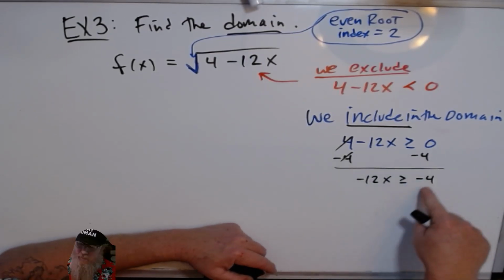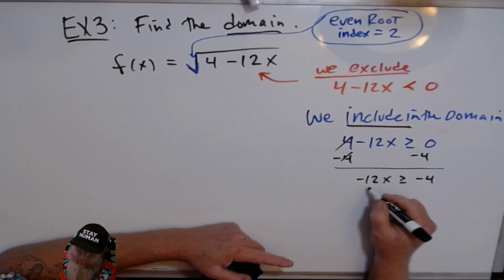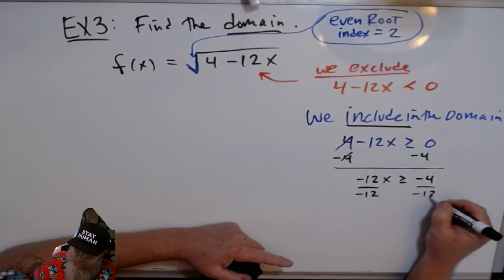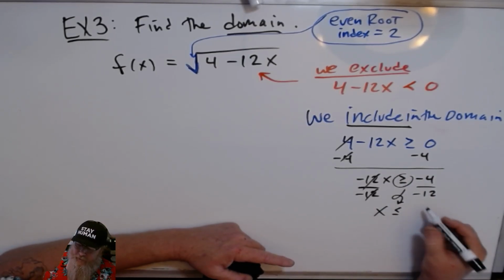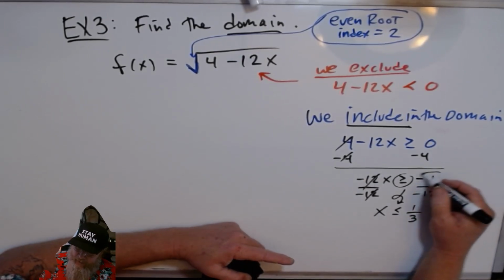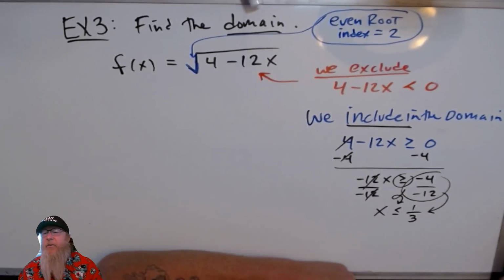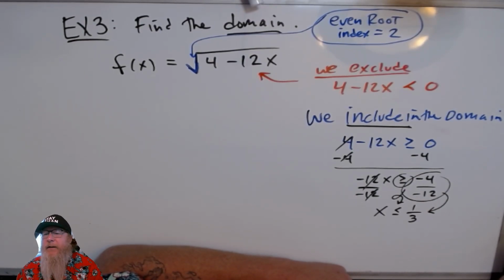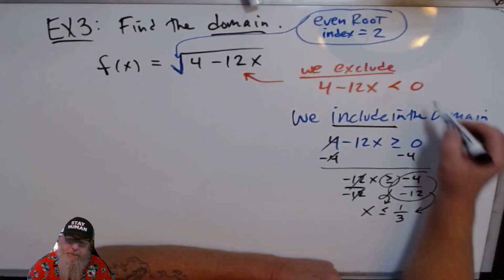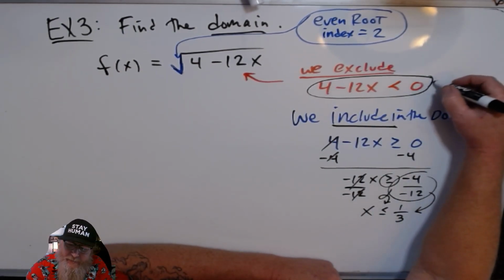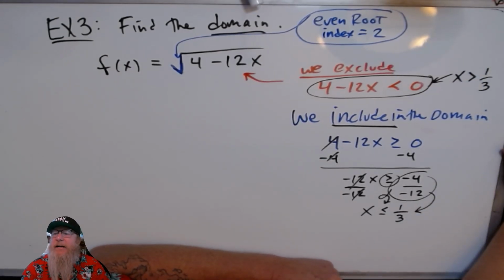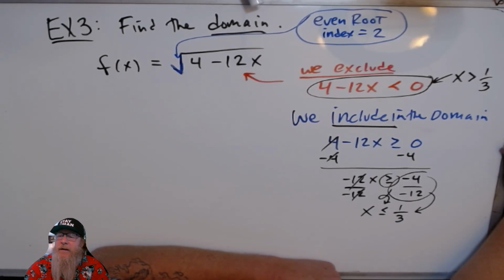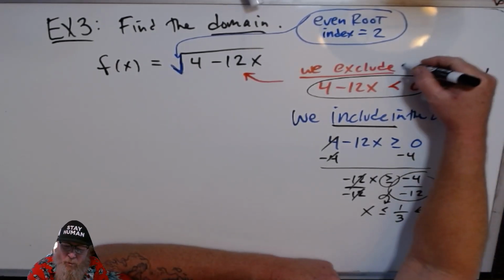So I'm adding negative 4 to both sides, or also known as subtracting. And then I'm dividing by negative 12. And you remember your algebra. When you divide by a negative, you reverse the inequality. You simplify that, and you get negative 4 divided by negative 12 is 1/3. So x is less than or equal to 1/3. If I would have solved this one, I would have got x is greater than 1/3. So x is greater than 1/3 is what we're excluding.